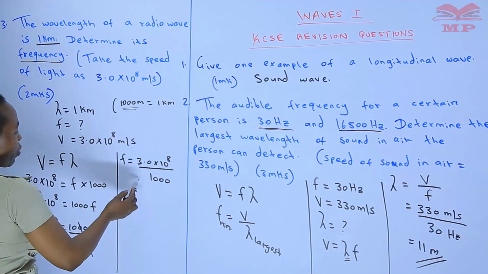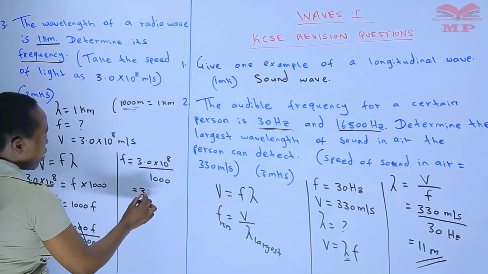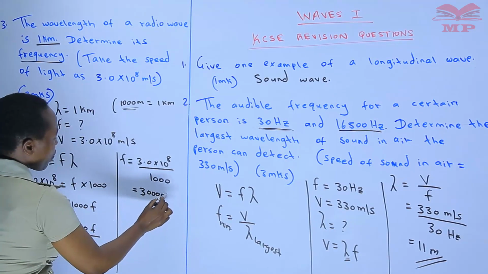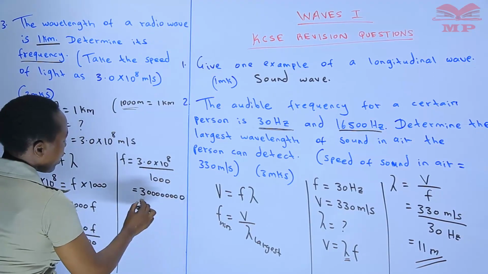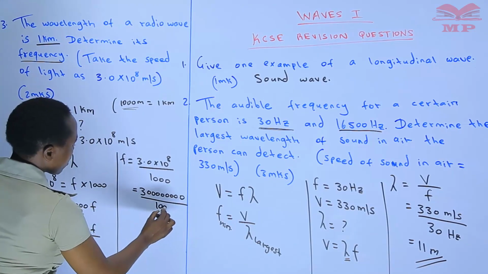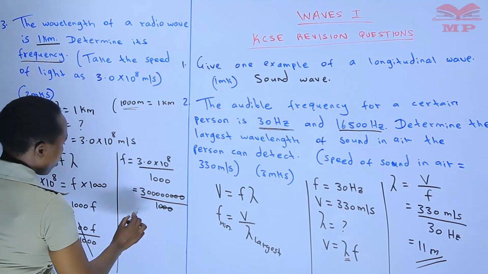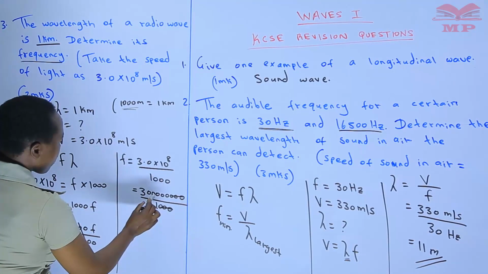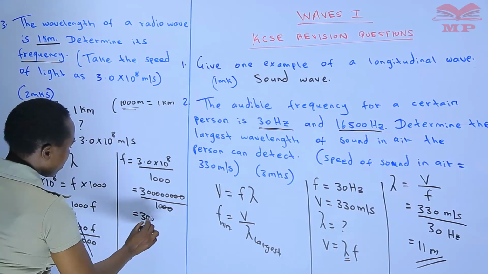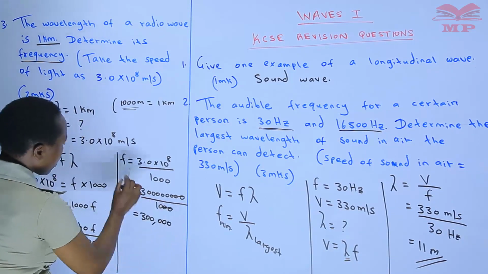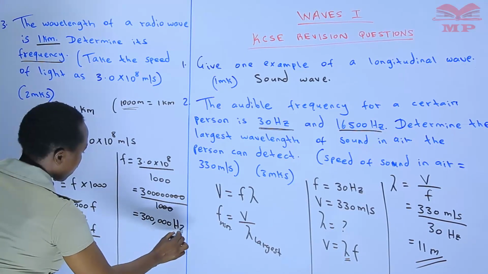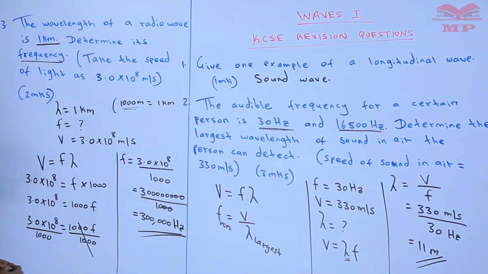This will be the same as 3 followed by 8 zeros, divided by 1,000. So we divide by 1,000, and we are going to end up having 300,000. That's our frequency in hertz. So our answer will be 300,000 hertz.